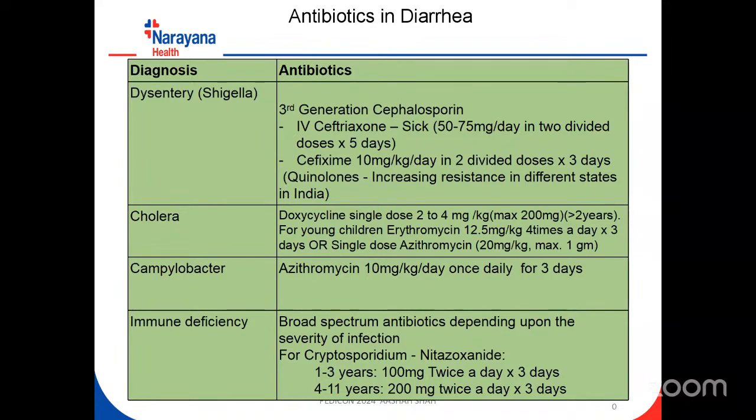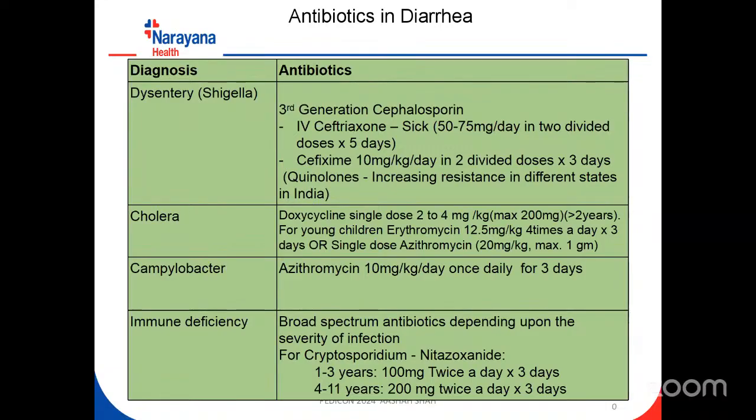Remember, if you're looking at dysentery, it is blood with stool. Ceftriaxone, a sick child, 50 to 75 milligram per kilo in 2 divided doses for 5 days. Cefixime, 8 to 10 milligram per kg, divided in 2 doses for 3 to 5 days. Quinolones, lot of resistance because of lot of misuse of the fluoroquinolones in routine day-to-day practice. So lot of resistance, they are not used. Anyways, in children less than 8 years, we are afraid of cartilage damage. So we avoided that as well.